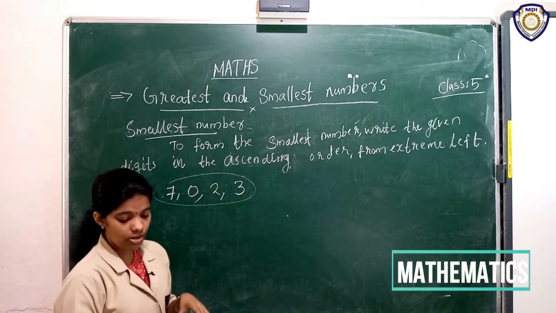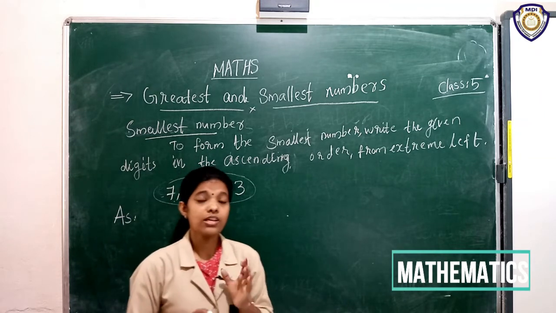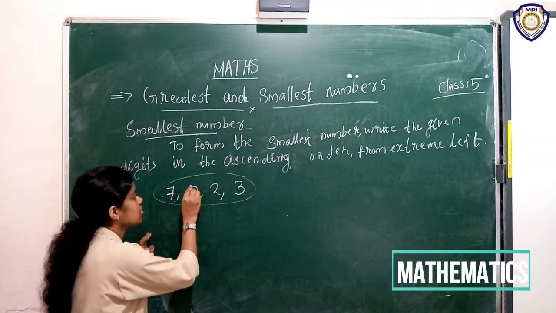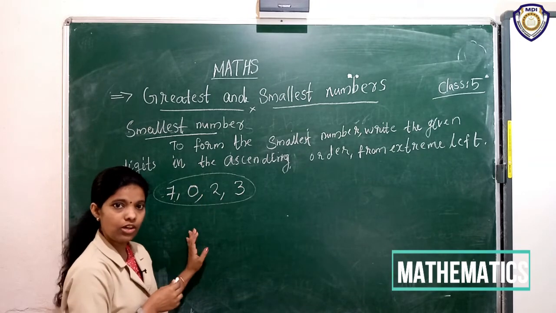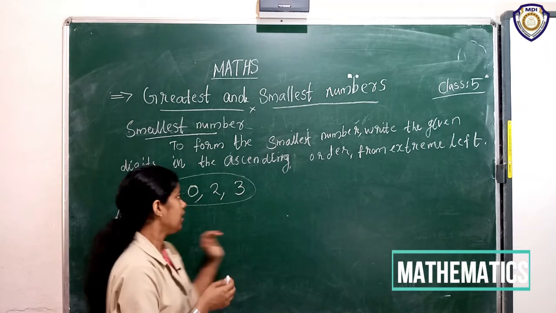Okay, listen here. The smallest 4-digit number formed cannot start with 0. When we form the smallest number, we never start with 0. A number cannot start with 0.